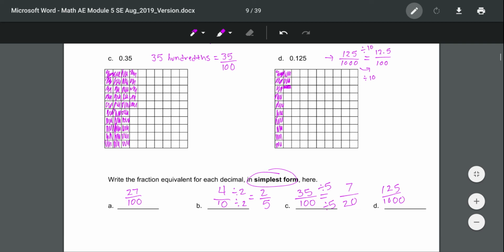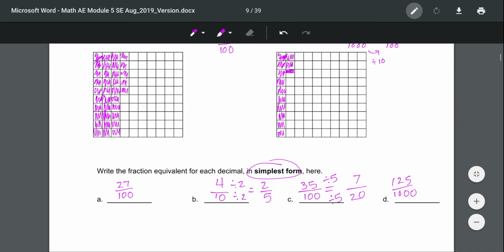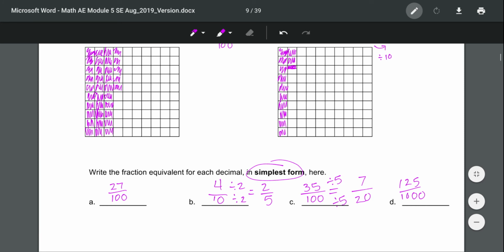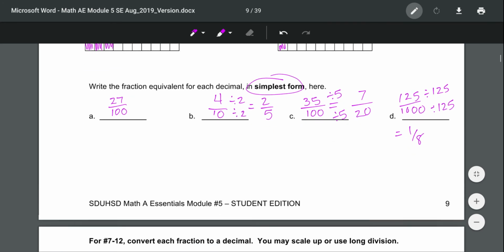However, we don't want to divide by 10 because we really don't want to have a decimal and a fraction mixed. We only did that method to figure out how many out of the 100 squares we were going to shade in. But in reality, when we divide, we're not going to do that. So with 125 over 1,000, you can divide the numerator and denominator by 125, and you're going to get 1/8 as your fraction.